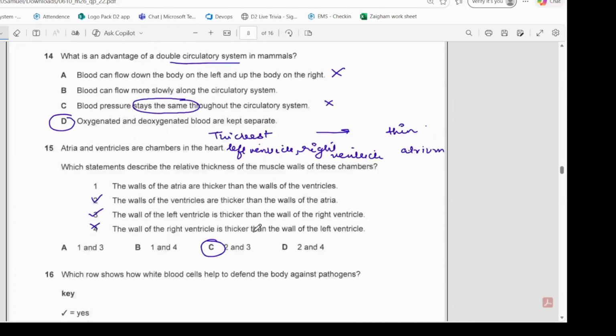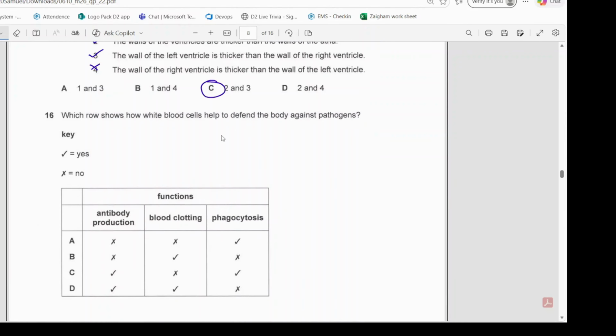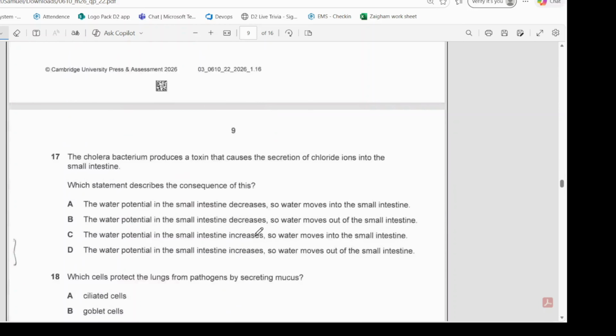C. Which row shows how white blood cells help to defend the body against pathogens? White blood cells, do they produce antibodies? Yes. Blood clotting? No. Phagocytosis? Yes. So there are two functions, either lymphocytes that produce antibodies or phagocytes that engulf the cell.